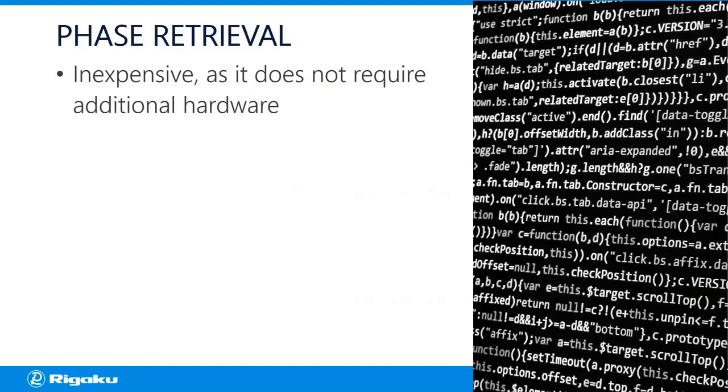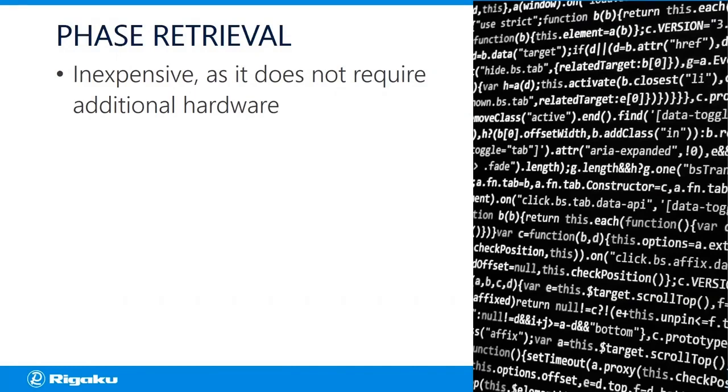When we think about expensive, what are we considering? So I'm talking about cost. So phase retrieval may not affect the cost of the instrument. However, there may be more cost in terms of the calculation time when reconstructing images.